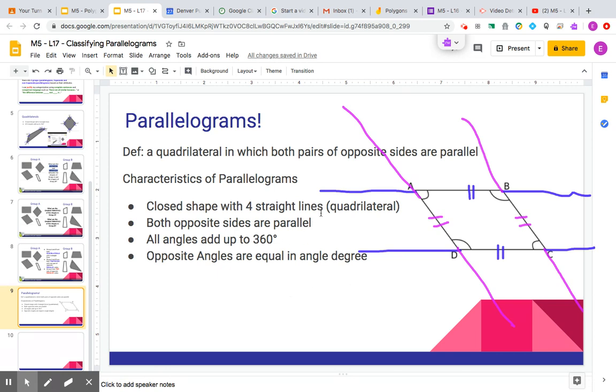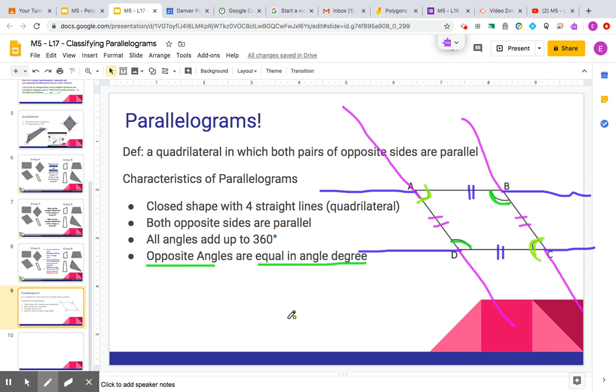Additionally, we know from the definition of quadrilateral that all of my angles are going to add up to 360 degrees. However, in parallelograms, the opposite angles are equal in degree. This means that the angle right here is going to match the angle right here. And the angle over on this side is going to match the angle on this side.